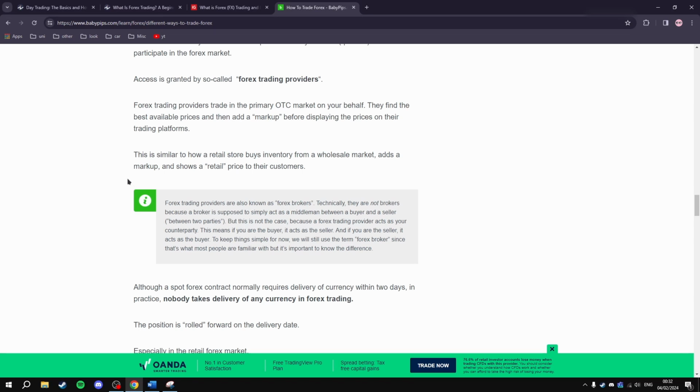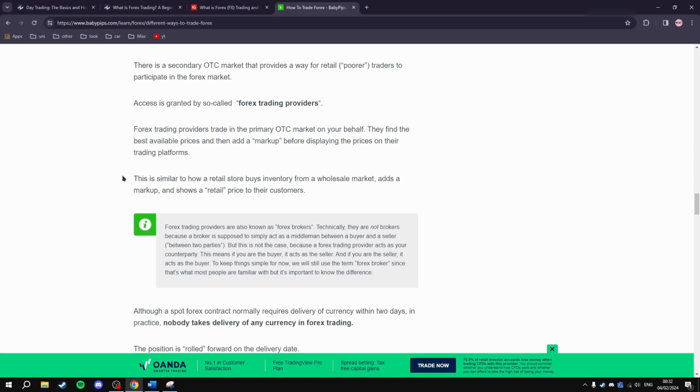Forex trading providers are also known as Forex brokers. Technically they are not brokers, because a broker is supposed to simply act as a middleman between the buyer and the seller, between two parties. But this is not the case, because a Forex trading provider acts as your counterparty. This means that if you are the buyer, then it acts as a seller, and if you are the seller, it acts as a buyer. To keep things simple for now, we will still use the term Forex broker, since that's what most people are familiar with, but it's important to know the difference.